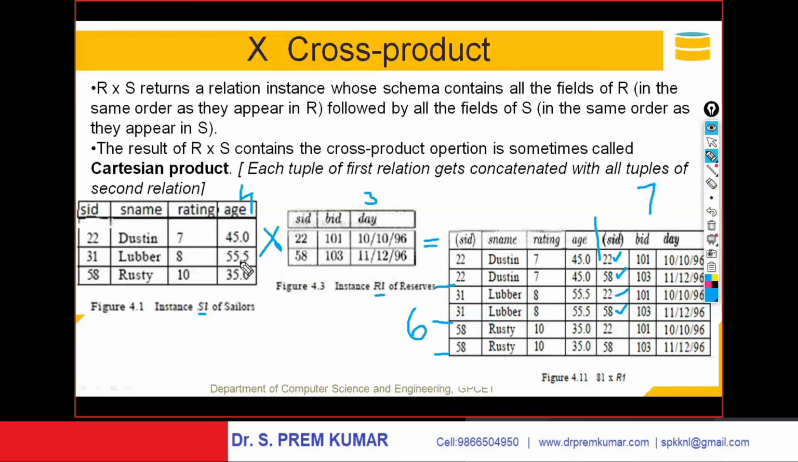Similarly, the second row gets connected with the first row, and the second row gets connected with the second row. The third row gets connected with the first row, and the third row gets connected with the second row. This is the thing. I hope this is clear. This is called cross product, or sometimes we call it a Cartesian product. This concept is called a cross product or Cartesian product.